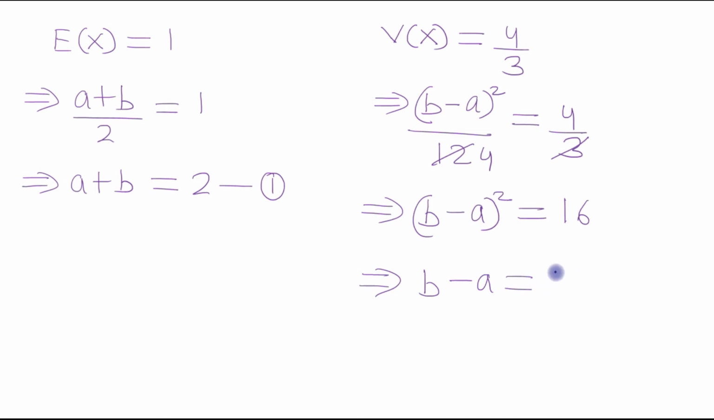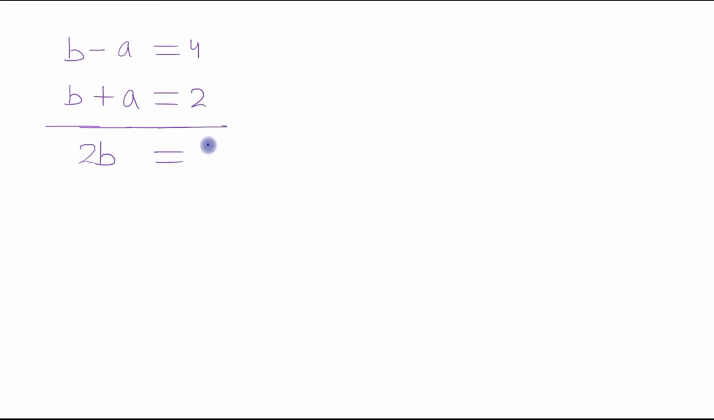This will become plus minus 4, right? So there can be two cases. If b minus a equals 4 and the first equation we have is b plus a equals 2, so if we solve these two equations we will get 2b equals 6, b equals 3.